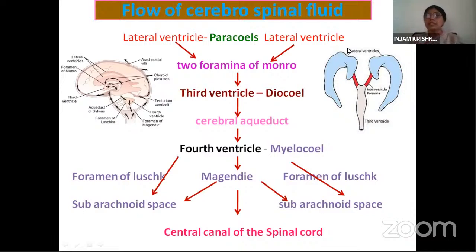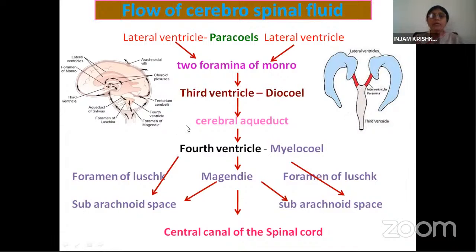2 sides. See here, it is one side, it is the other side. These 2 lateral ventricles are connected with the third ventricle by the foramina of Monro, otherwise we can call it the interventricular foramina. Interventricular foramina. Okay. So both sides. That's why I have written here 2. This one and this one. 2 foramina of Monro. The CSF passes into the third ventricle.